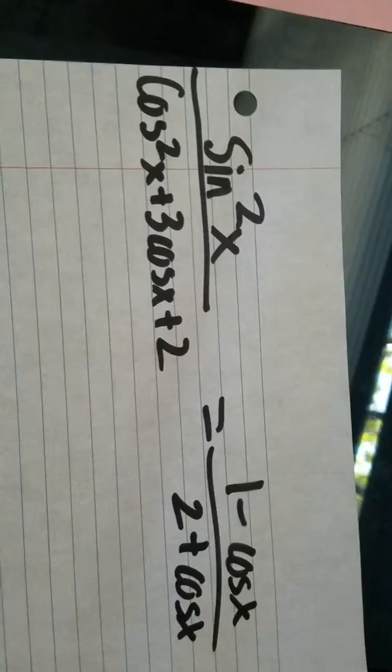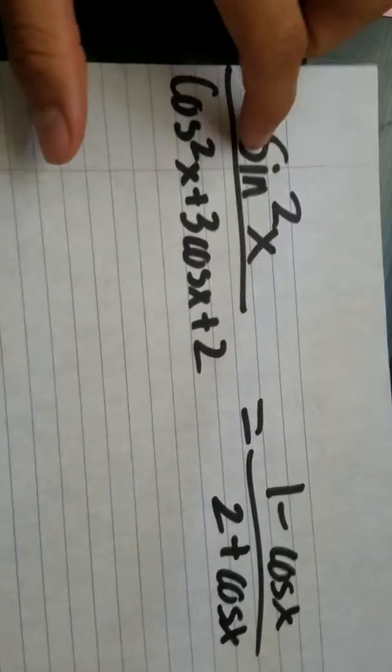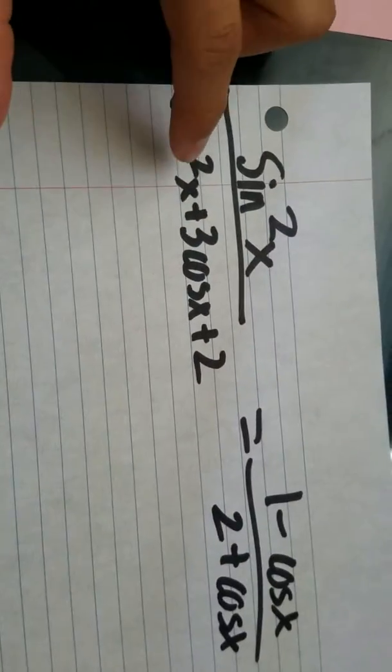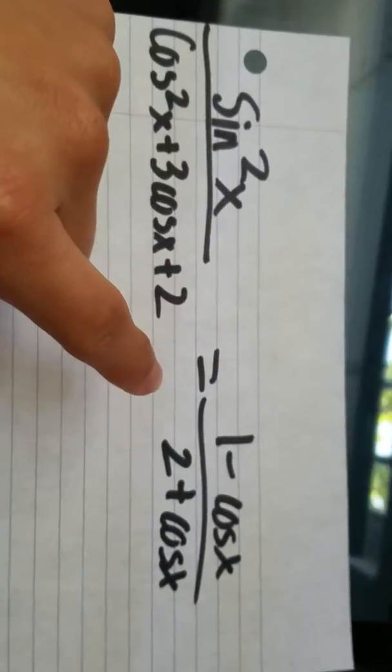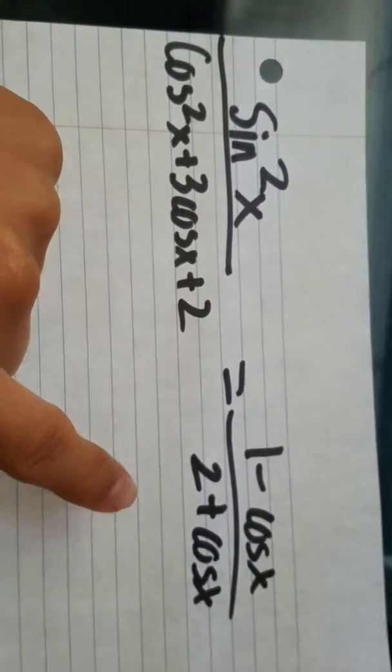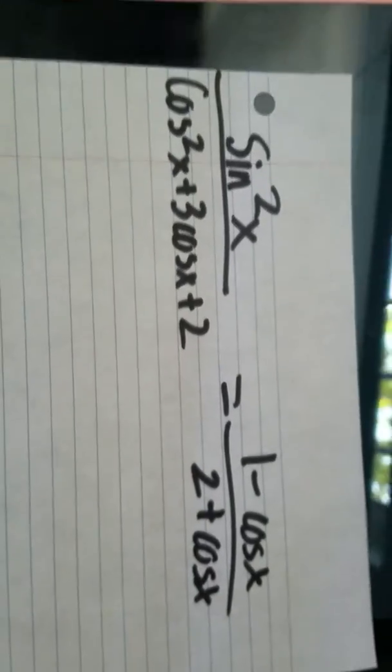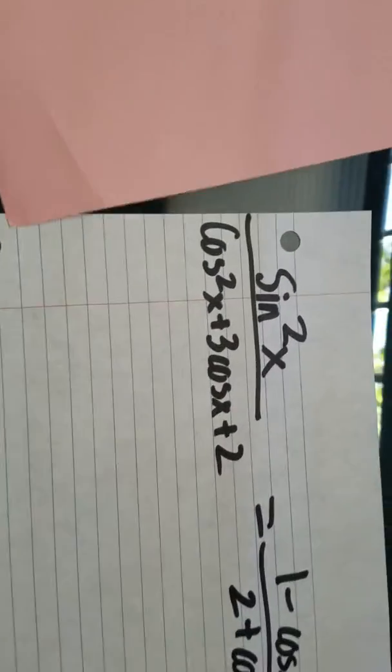Trig identity. Alright, so let's read it out first. Sine squared x all over cosine squared x plus 3 cosine x plus 2 is equal to 1 minus cosine x all over 2 plus cosine x. Alright, well what are we going to do first, basically?